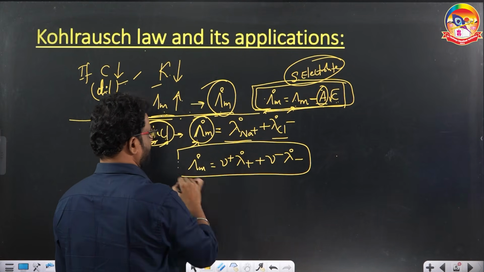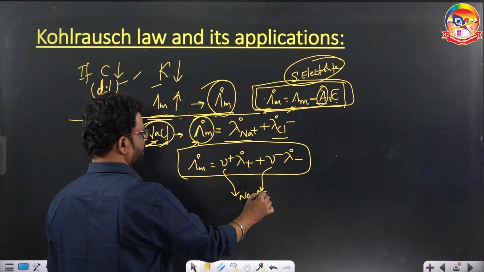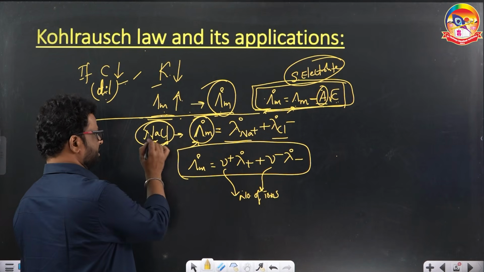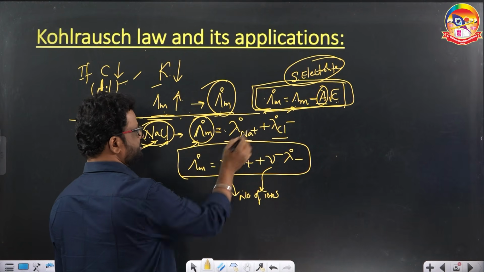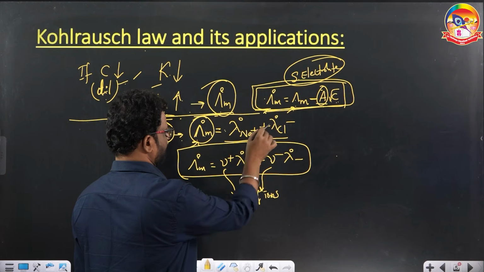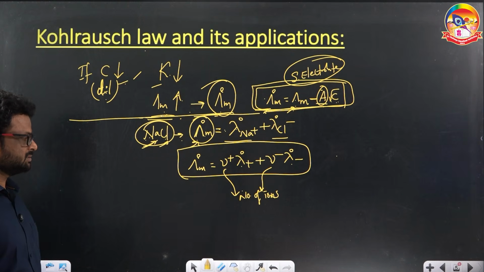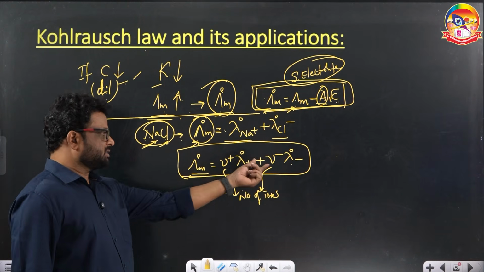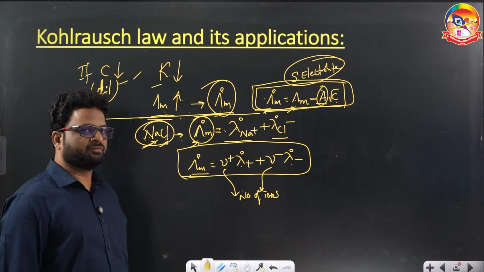Here nu plus and nu minus are the numbers of cations and anions that are produced by dissociation of the electrolyte. Like NaCl, when it dissociates, it gives one cation and one anion. So nu plus and nu minus are respectively the number of ions produced by each electrolyte, and lambda naught plus and lambda naught minus are the respective ionic conductances. If it is equivalent conductivity, there won't be any such coefficient for a simple electrolyte which has only one type of cation and one type of anion.